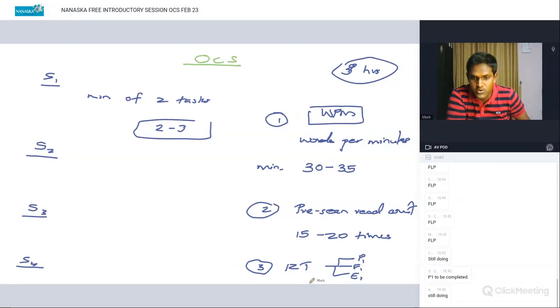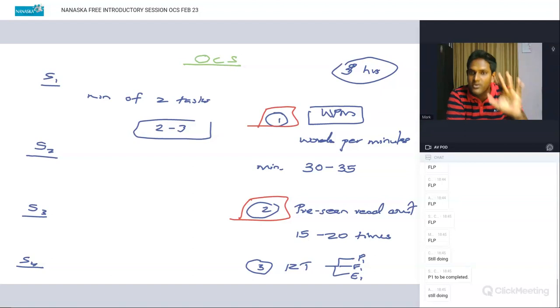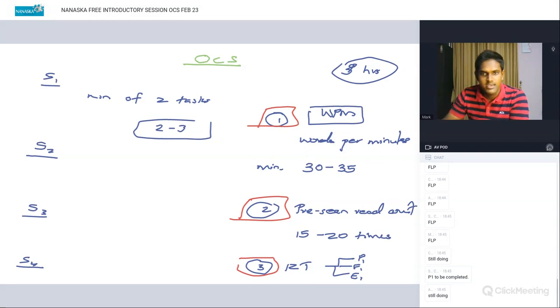The first two are totally within your control, words per minute and the pre-seen read count. The theory is also maybe 70% within your control, and the other 30% we will add value by having separate sessions for E1, P1, F1. It will not be detailed sessions, it will be a glance through the theory. So better start now itself. You have time, a good 2 weeks before we meet again.